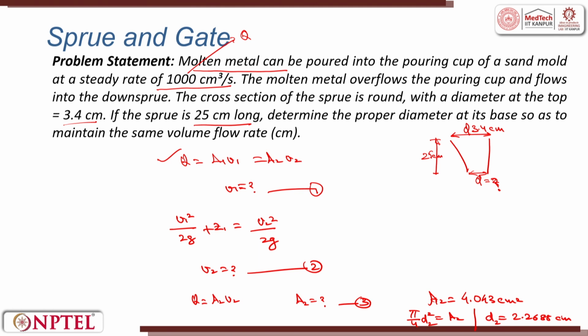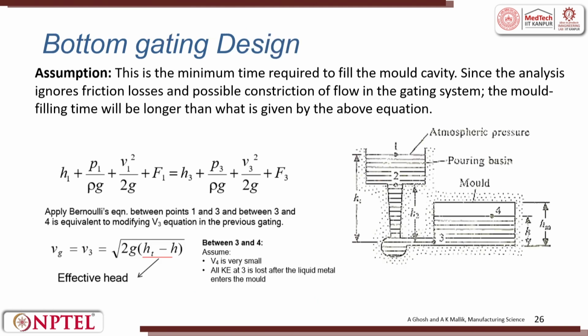Let me try to solve another interesting problem where we will calculate the G factor. These problems are now something that you are conversant with. So, there are certain other problems like this. Before that, let me try to recall one more thing that we discussed in the last lecture. So, V is equal to V3 is equal to under root 2G (HT minus H). If the sprue is designed in this way, where this is our HT and we have the height H.